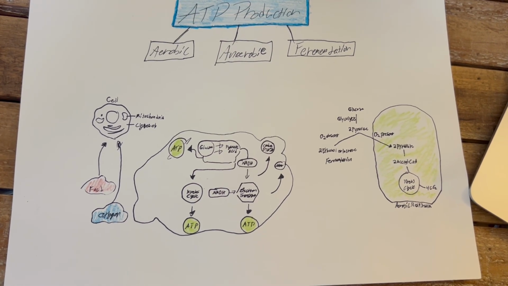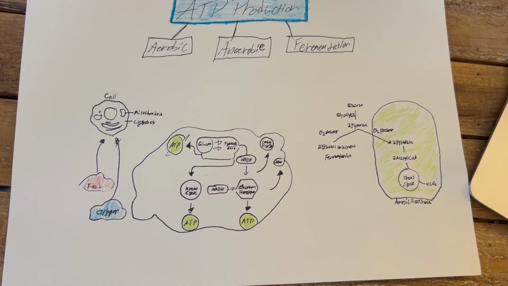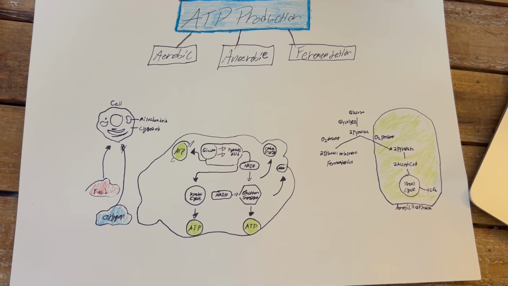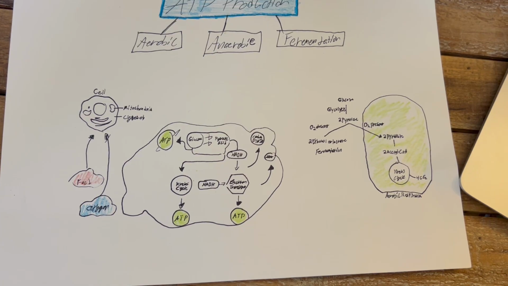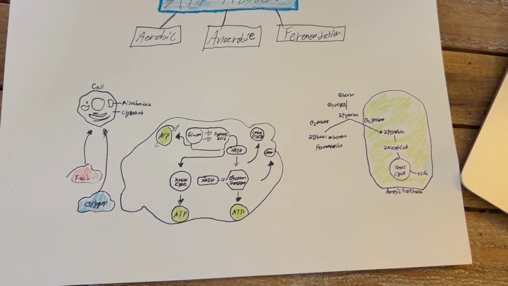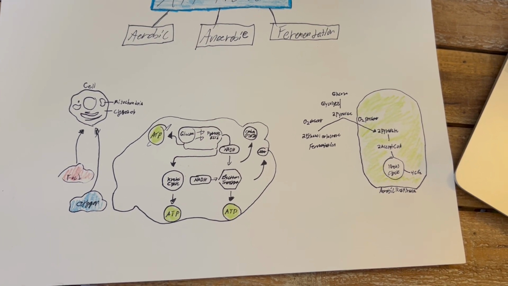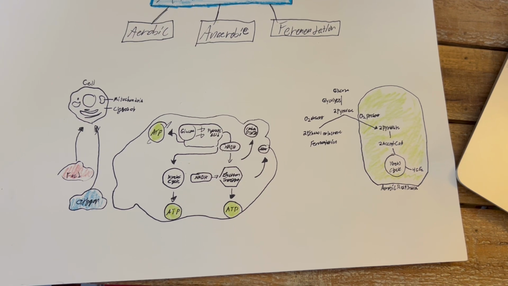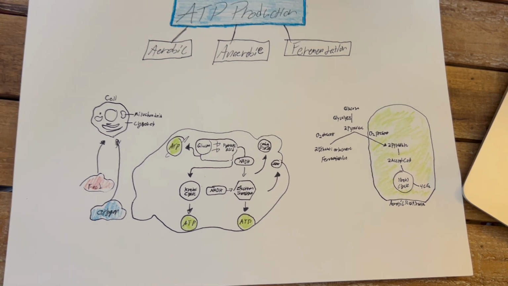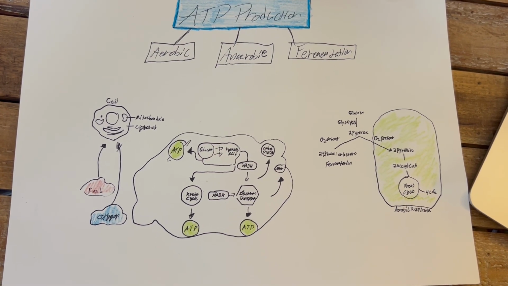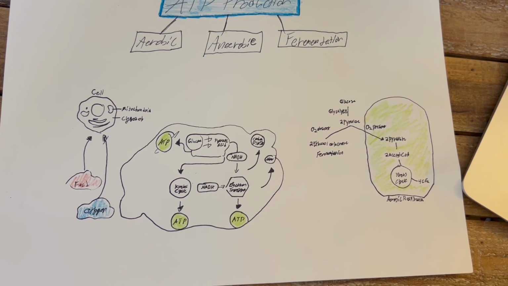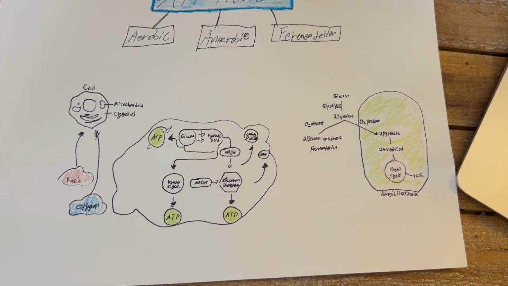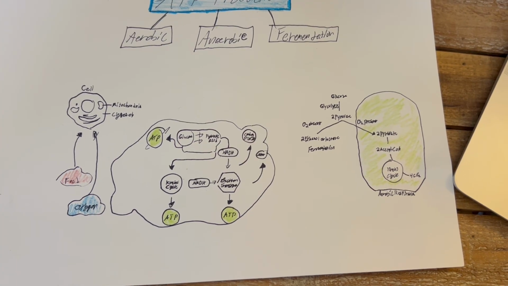The next step is anaerobic respiration. When oxygen isn't available, cells switch to anaerobic respiration. The cell still continues to break down glucose, but it cannot continue through the full aerobic cycle because oxygen is missing. Without oxygen, the cell only gets a small amount of ATP, around 2 ATP per glucose, compared to 30 plus it would get during aerobic respiration.